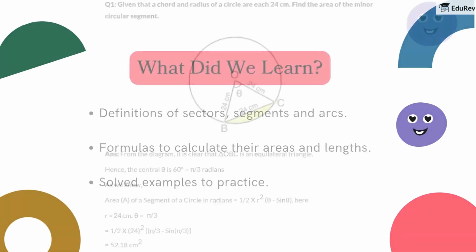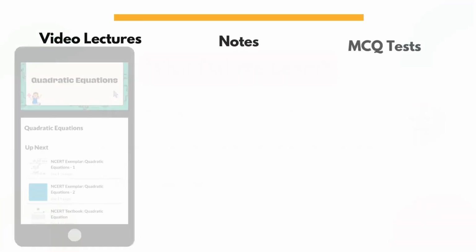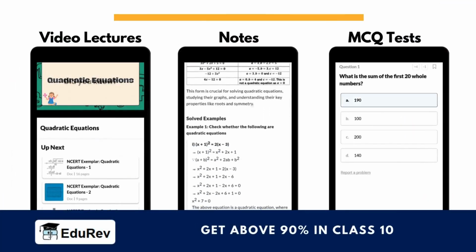Today, we explored the concepts of sectors, segments, and arcs, each essential in understanding circles. We learned how to calculate their areas and lengths using simple formulas and relatable examples. The next time you slice a pizza or ride your bicycle, remember that you're using these mathematical concepts in real life. We hope that you have understood the topic.